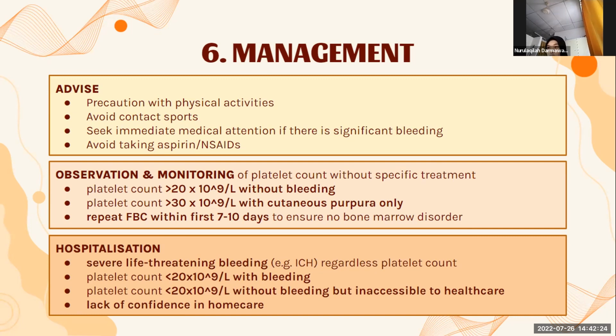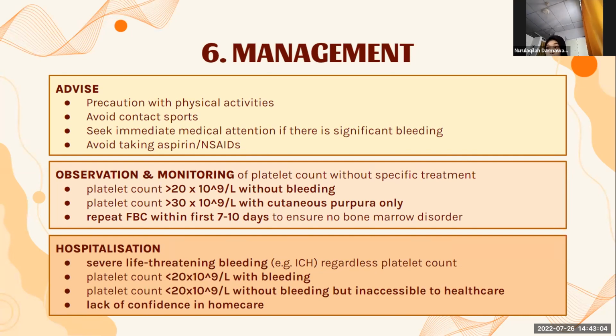Other management is observation and monitoring of the platelet count without specific treatment. So we can observe and monitor if the platelet count is more than 20 times 10 to the power of 9 per liter without bleeding, or platelet count more than 30 times 10 to the power of 9 per liter with cutaneous purpura only. And we also need to repeat the FBC within the first 7 to 10 days to ensure that there's no bone marrow disorder.